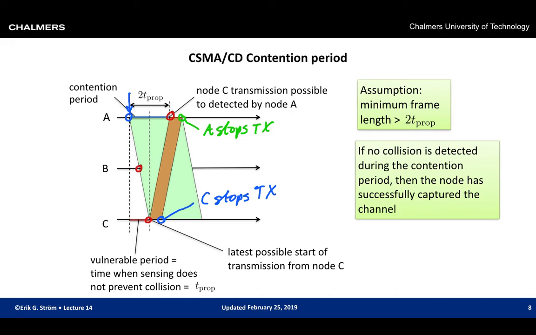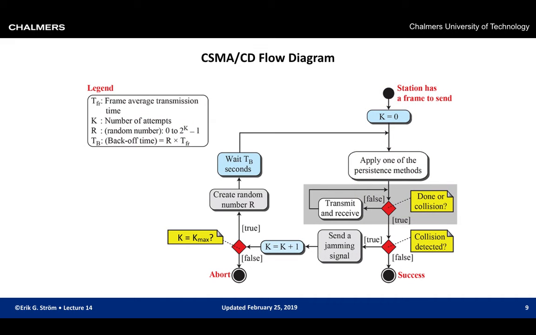Okay, so here's a flow diagram. If you like flow diagrams, I encourage you to go through this. In this, we also have details on how to calculate the back-off time, and essentially it's like this. At the first time when we transmit, we have data to be transmitted, it goes down here, and we set the counter k equal to 0. K is the number of retransmissions, and then we have one of the persistent methods here.